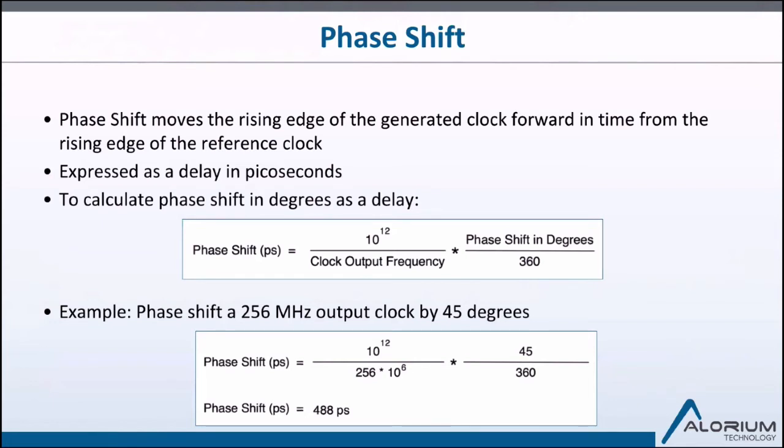So for example, we want to create a 256 megahertz output clock with a 45 degrees phase shift. We would use the equation as shown here. You can see the 256 times 10 to the 6 is our 256 megahertz output clock, and 45 is input as well. Calculating out that equation, we come up with 488 picoseconds as our phase shift, and that would be the value that we would enter in for phase shift.